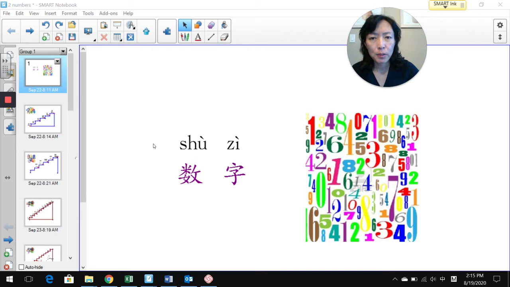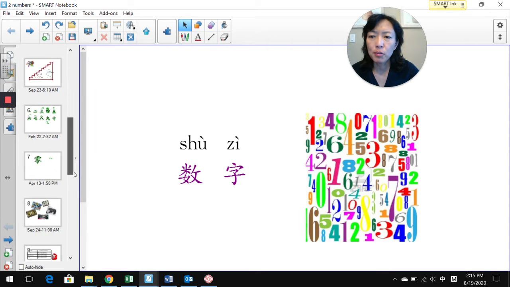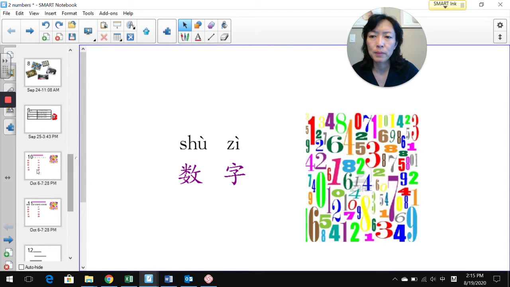How to say numbers in Mandarin Chinese? Please read with me. 数字, 数字. Today we'll learn bigger numbers from 11 to 99. Let me show you the way we make bigger numbers.